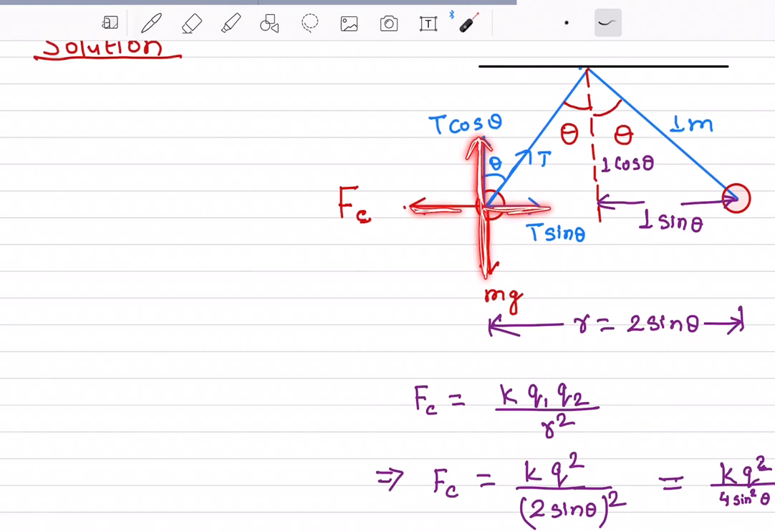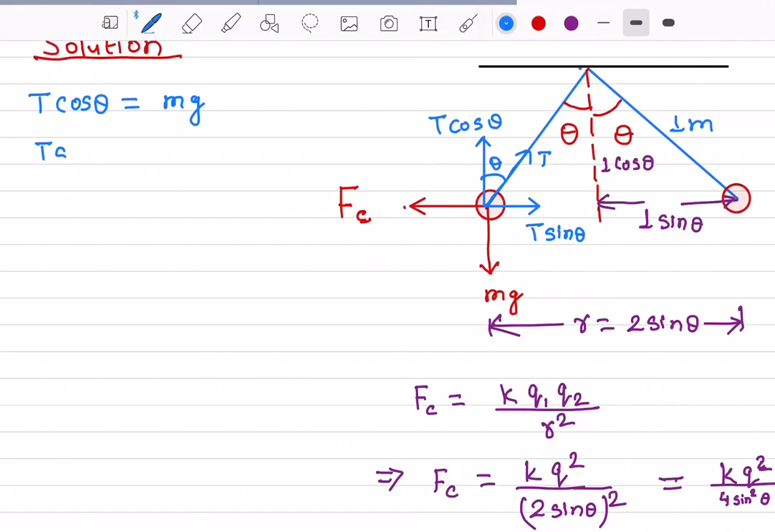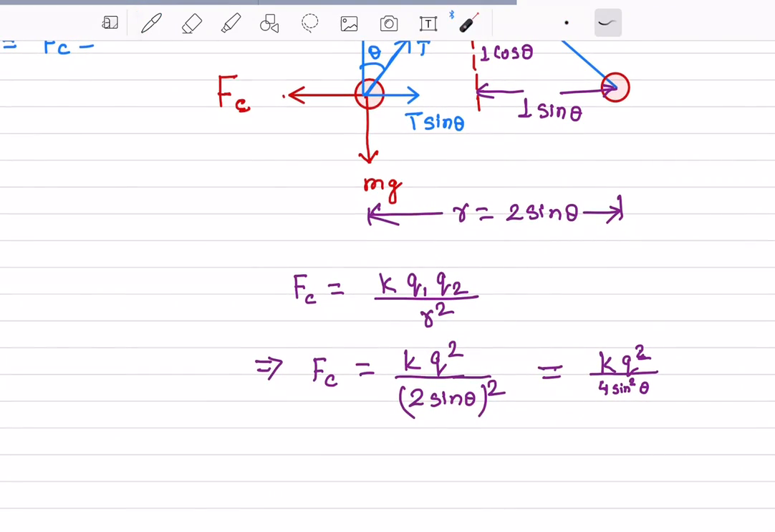So you can see this component of the tension, T cosine theta, has to be equal to mg, and this Coulomb force has to be equal to T sine theta. So let's write it down. T cosine theta is equal to the weight, and then T sine theta is equal to the Coulomb force.